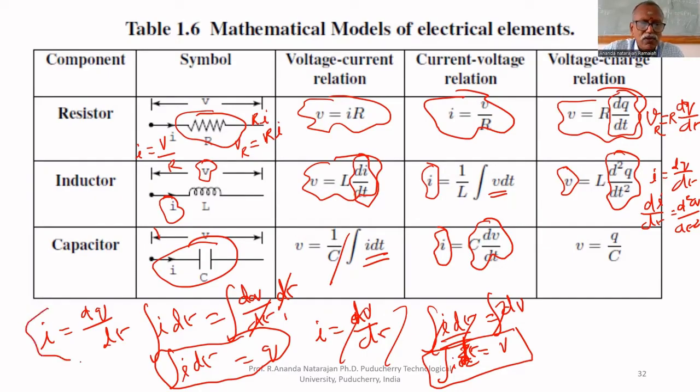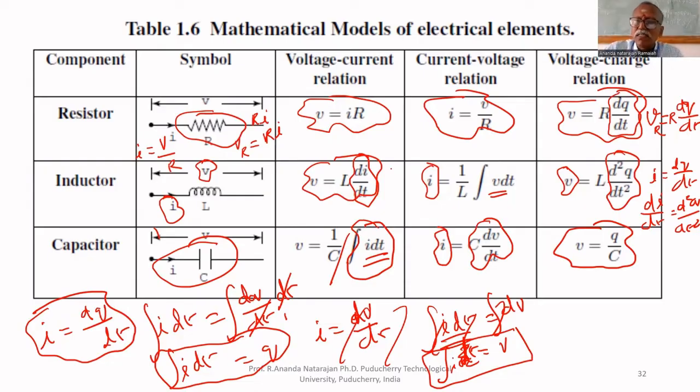Because I equal to dq by dt, therefore integral of I dt equal to Q. Here, integral of I dt is there, so we can replace this integral of I dt by Q. Therefore, V equal to Q upon C. We can replace integral of I dt by Q, therefore V equal to Q by C.